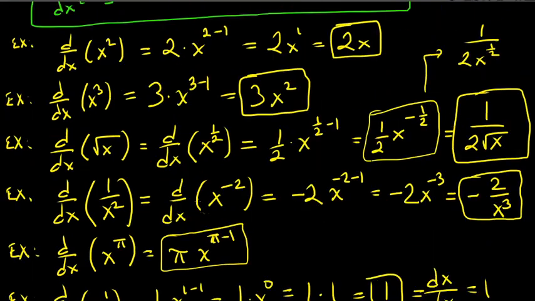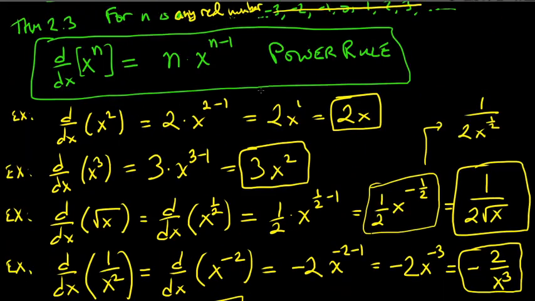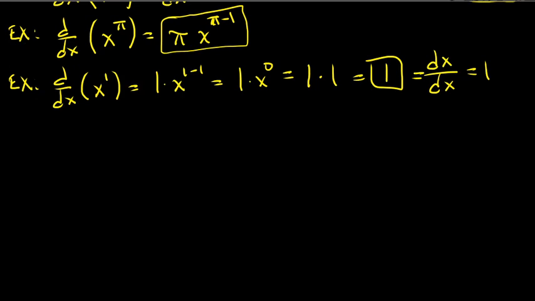Okay, and there are plenty more examples in the book, but this is an important rule, the power rule, so make sure you know that. But we have some more rules to learn, so let's get to those. Theorem 2.4. This is if we have not a constant, but a constant times another function.